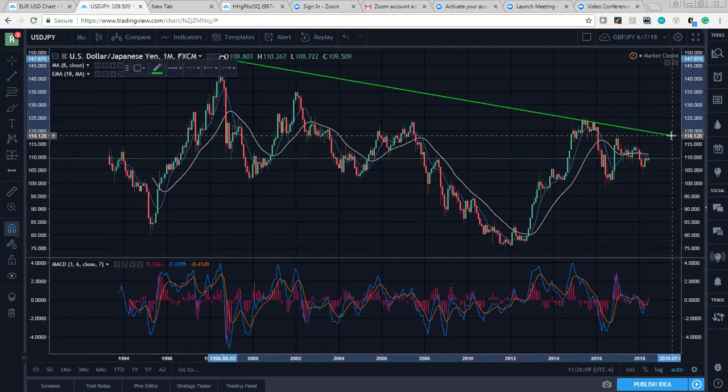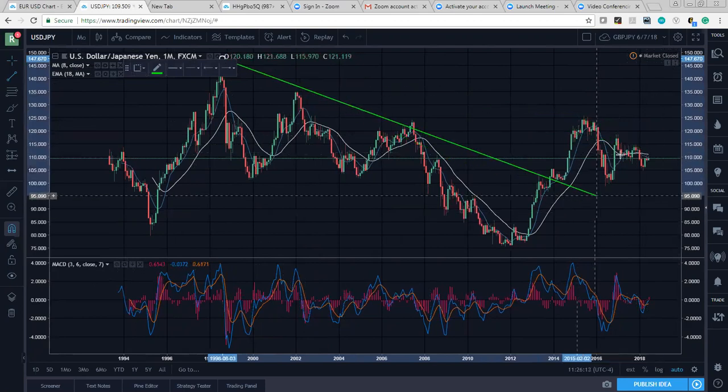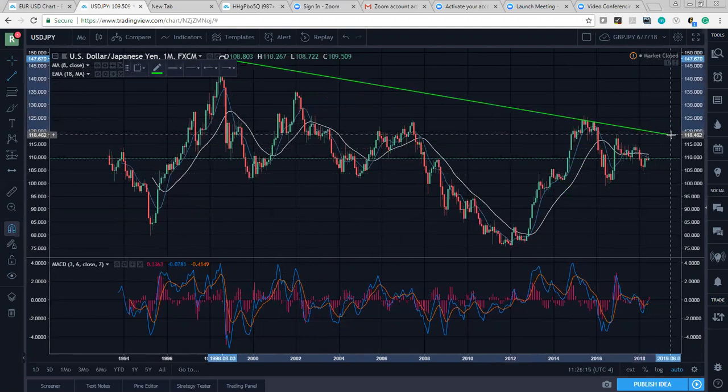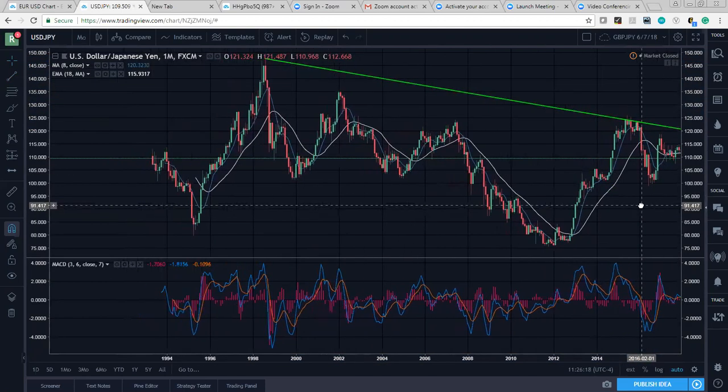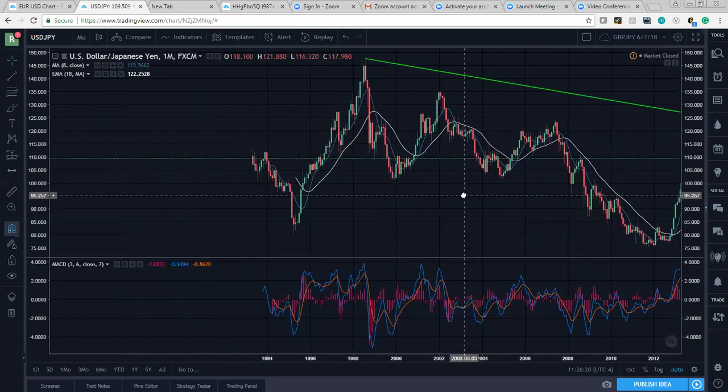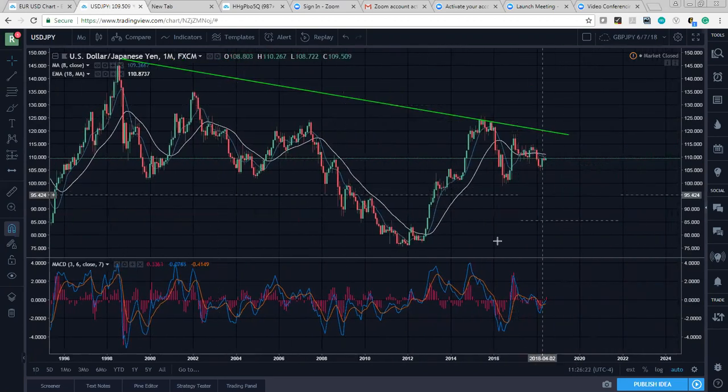We do this from here, connecting from the highest wick and connecting through the body of the candle. So look at this here. That gives us a good idea of what the overall trend is.